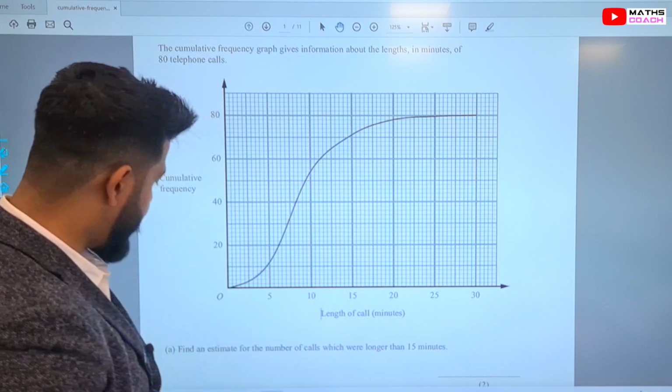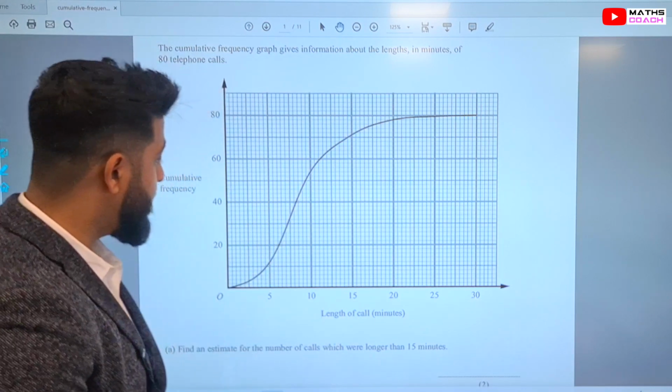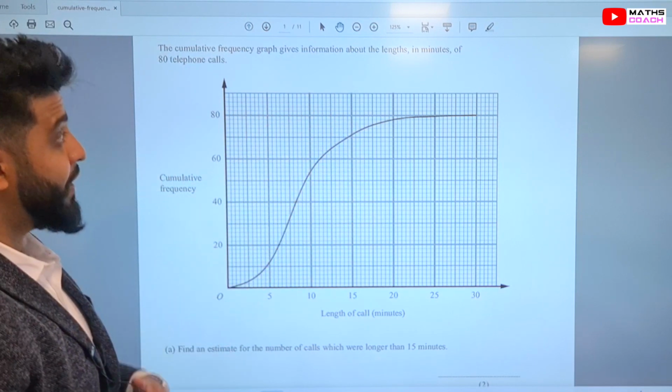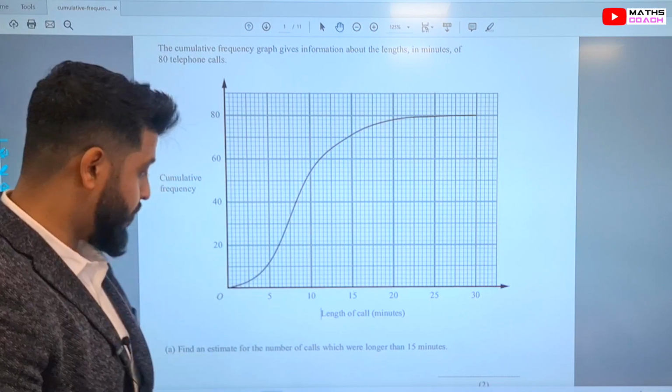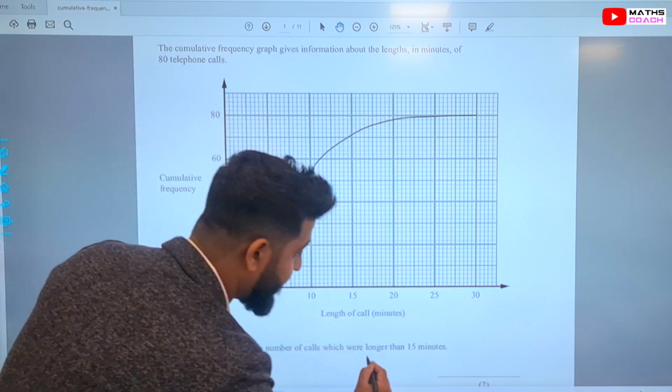Right, so let's begin with this first question here. We've got a cumulative frequency graph already given to us, and it says that this is representative of the information about the lengths in minutes of 80 telephone calls. And the first part says find the number of calls which were longer than 15 minutes.